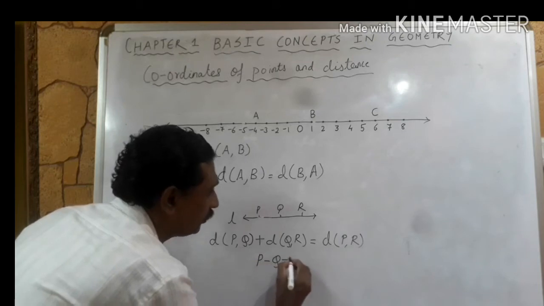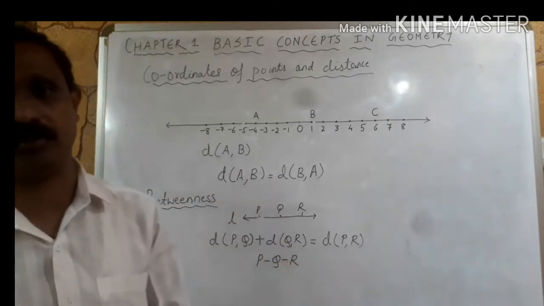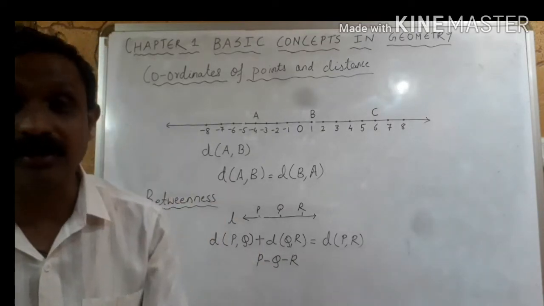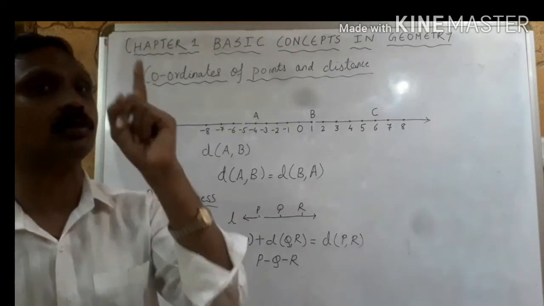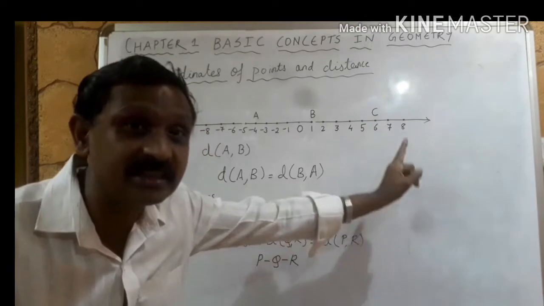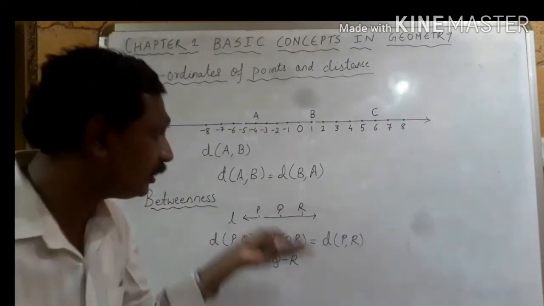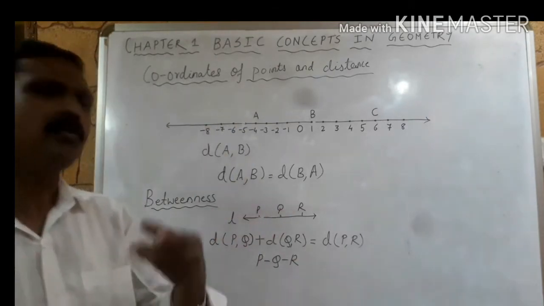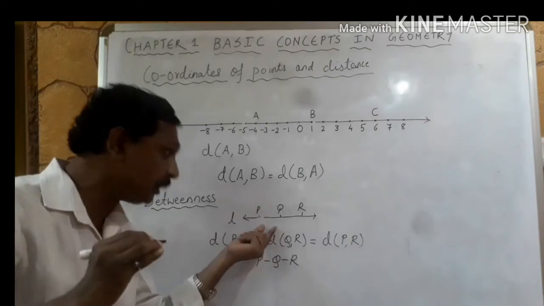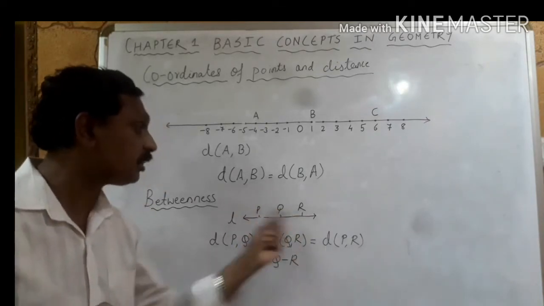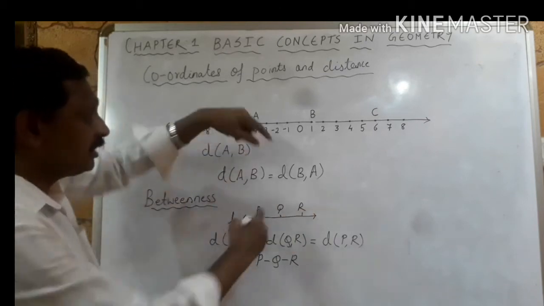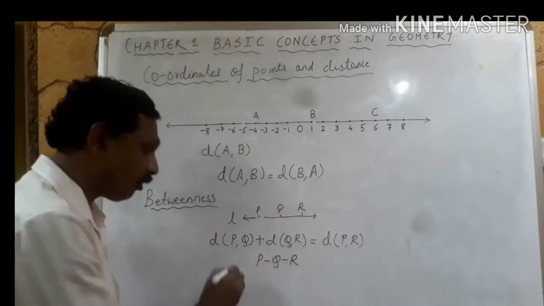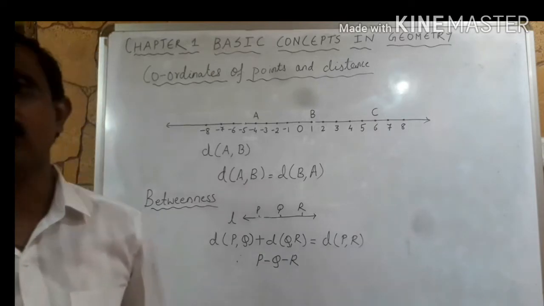It can be written like this: P-Q-R. There exists a relation of betweenness among 3 distinct collinear points. We have already stated what is collinear and what is non-collinear. They are collinear points, so there exists a relationship between them. What is the relation? If distance PQ plus distance QR is equal to distance PR, then point Q lies between point P and point R. Therefore, it can be written as P-Q-R.